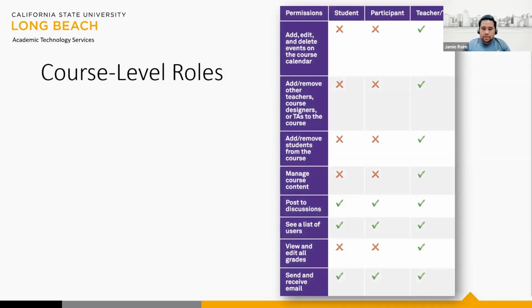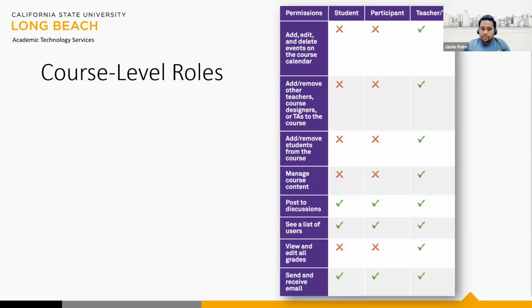Now, the chart's going to illustrate the different types of permissions in Canvas. Some of the more notable things to point out is that the teacher roles are able to create and modify events in the course calendar, add or remove organizational roles and people in the course, as well as manage the course content itself. Hence why it's really important to pay attention to the roles that we are assigning the participants, since the permissions they are granted can affect the organization greatly.